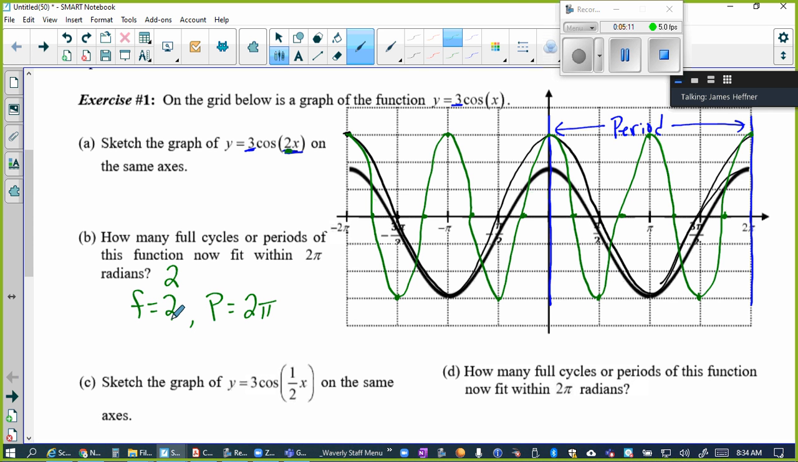If that was a musical note and we doubled the frequency, what do you think it would do? How would it make the musical note sound if frequency was increased? Any musicians out there, band or anything? Does anybody here play an instrument in band?